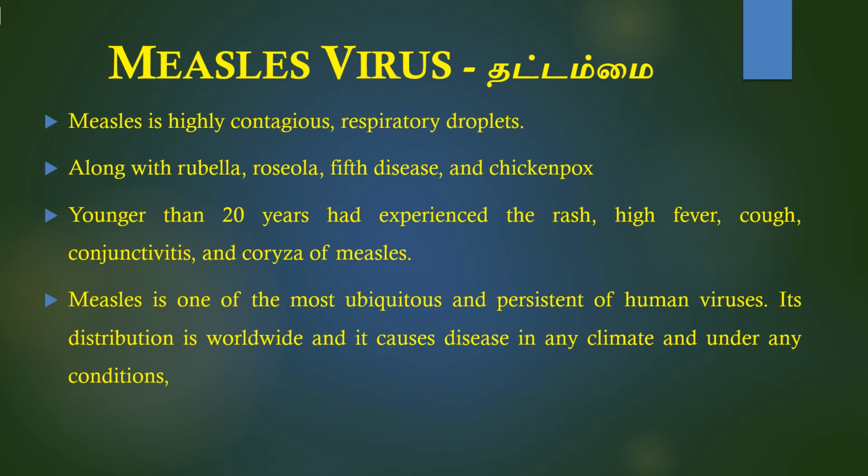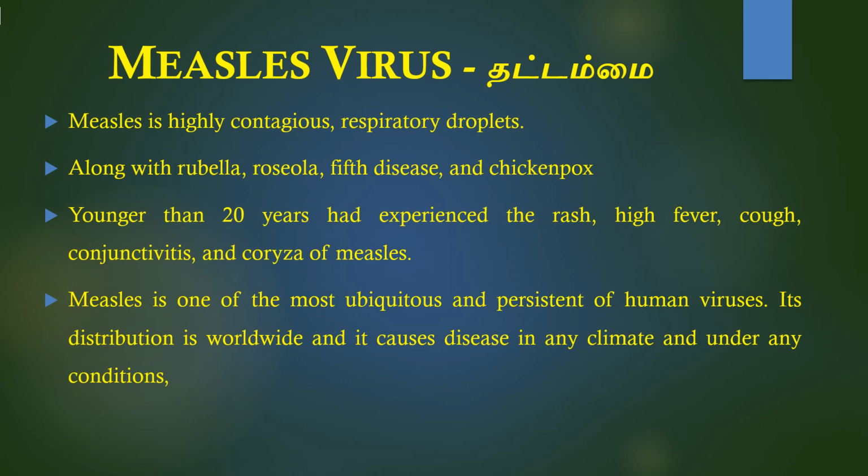General characteristics of measles. Measles is a highly contagious virus which is spread through respiratory droplets. It is also known as rubeola, which is one of the five childhood classic infections, along with rubella, roseola, fifth disease, and chickenpox. Historically, measles was one of the most common and unpleasant viral infections with serious potential sequelae, including younger than 20 years of age who had experienced the rashes, high fever, cough, conjunctivitis, and coryza of measles.